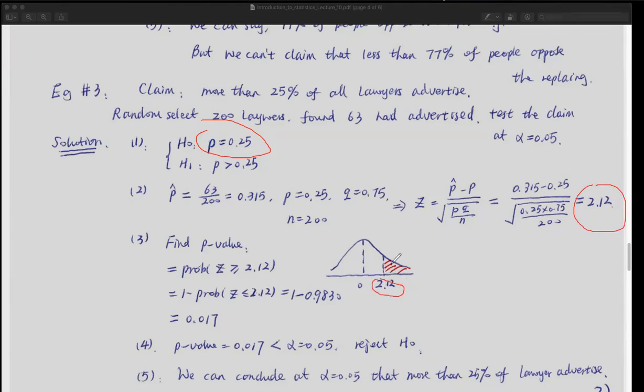Number 3, find out the p-value. Is that one side or is that two side? Right? Determined by what? H1. H1 is bigger than, that means what? To the right. Only one side. So that is about 1.7%, everybody. Right? I assume everybody knows how to use that Z table, right?